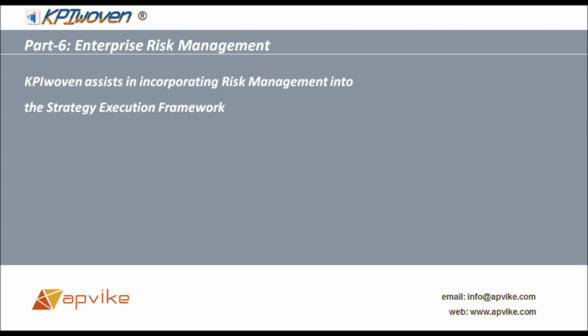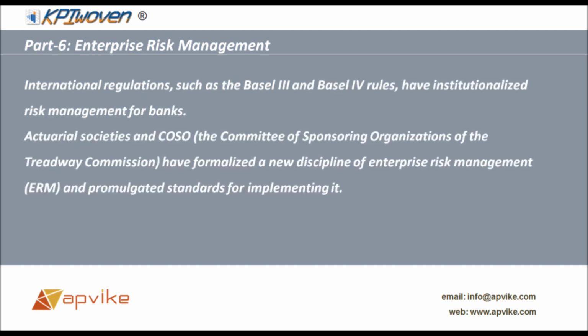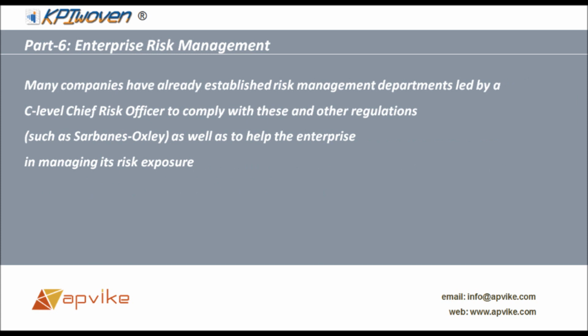KPIwoven assists in incorporating risk management into the strategy execution framework. International regulations such as Basel III and Basel IV rules have institutionalized risk management for banks. Actuarial societies and COSO have formalized a new discipline of enterprise risk management and promulgated standards for implementing it. Many companies have already established risk management departments led by a C-level chief risk officer to comply with these and other regulations such as Sarbanes-Oxley, as well as to help the enterprise manage its risk exposure.